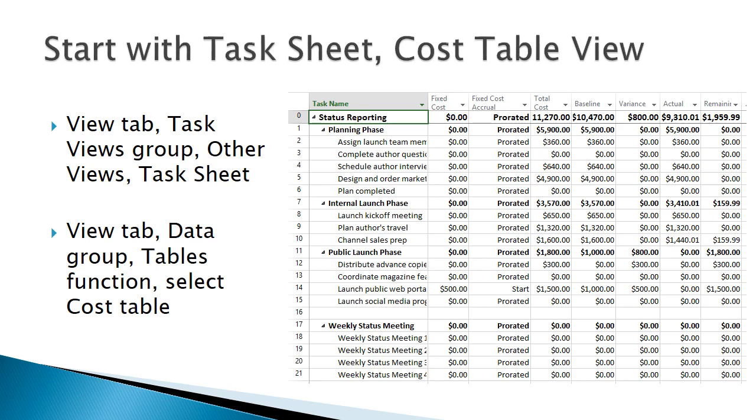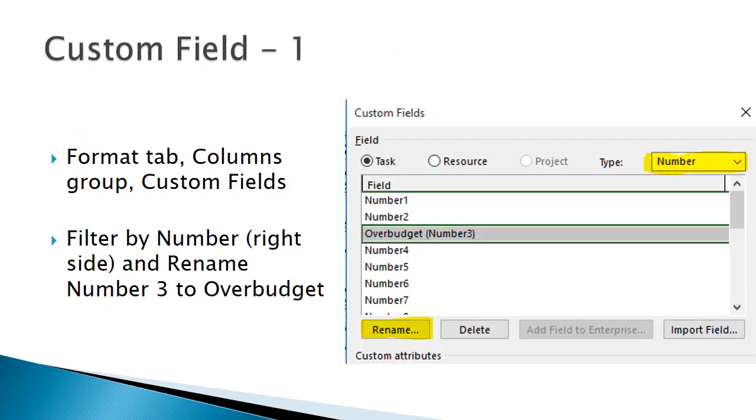To start building this view, start with displaying the cost table in the task sheet view. We're going to add a custom field to this table to show the stoplight view. To add the custom field, go to Format tab, Columns Group, Custom Fields. Filter the fields by number on the right-hand side and select number 3. Using the Rename button, type Overbudget in the name field. Your result should look like this screenshot.